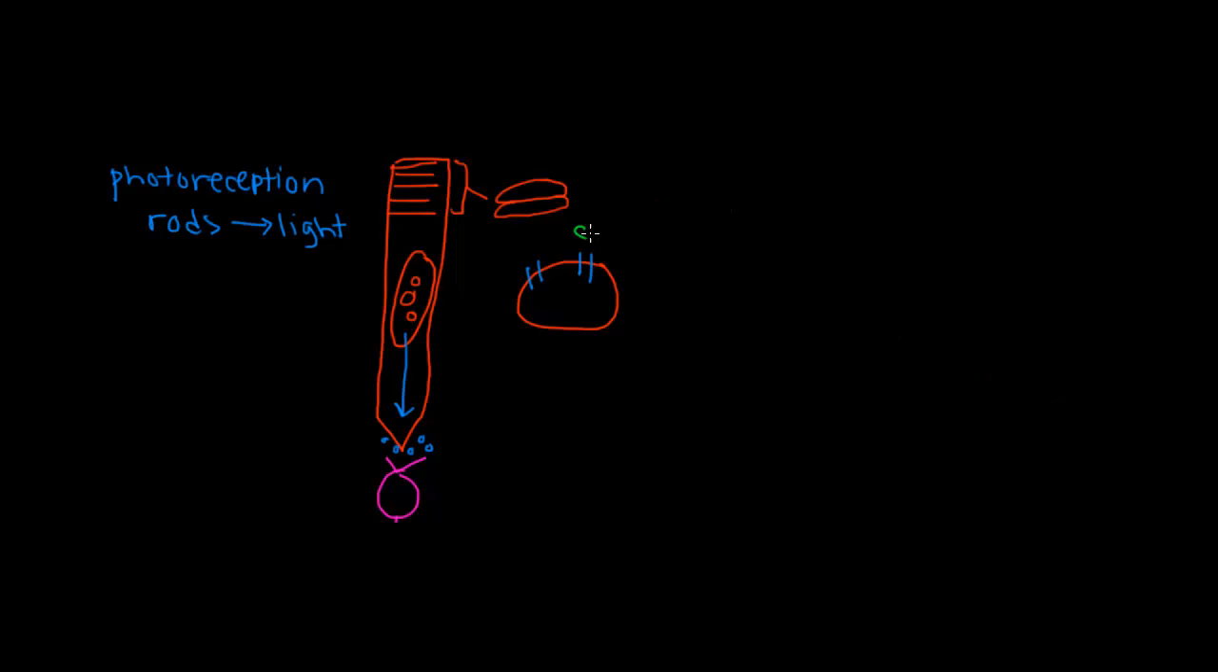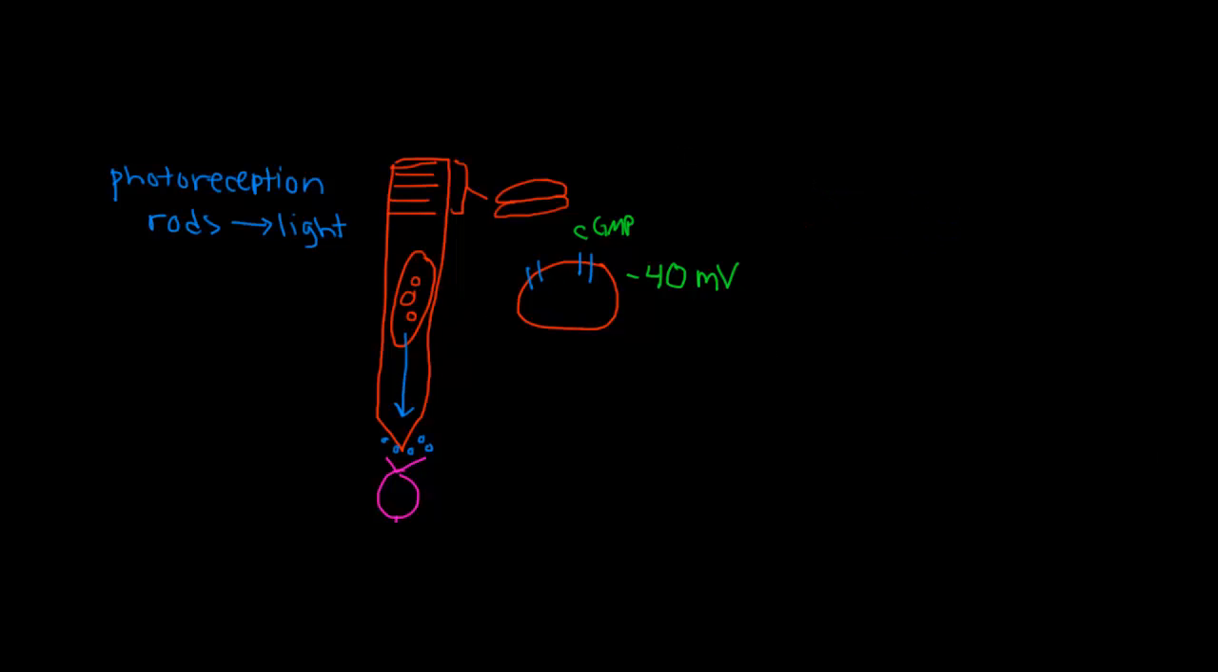In the dark, cyclic GMP is present. When cyclic GMP is present, the membrane potential here is -40 millivolts. Now remember, in your nervous system, the resting potential is -65 millivolts. However, this process is quite different from that because an action potential is not created here. Instead, we are just creating an electric potential.